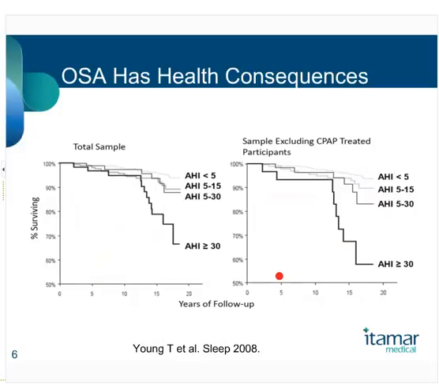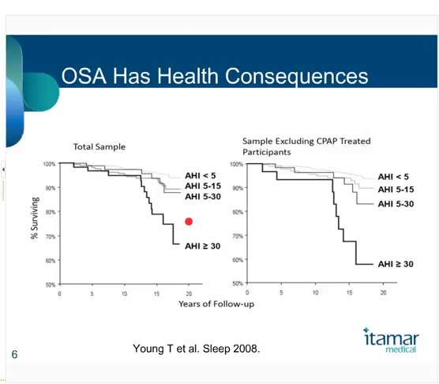We know that sleep apnea has serious health consequences. These are data from Terry Young and the Wisconsin sleep cohort looking at mortality in two different ways, an overall total sample from the Wisconsin sleep cohort, and then a sample that excluded people in that study who are treated with CPAP. And you can see that if you look at the total sample, you have sort of normal, mild, and moderate patients clustered up here at the top, and there's not a whole lot of difference between them.